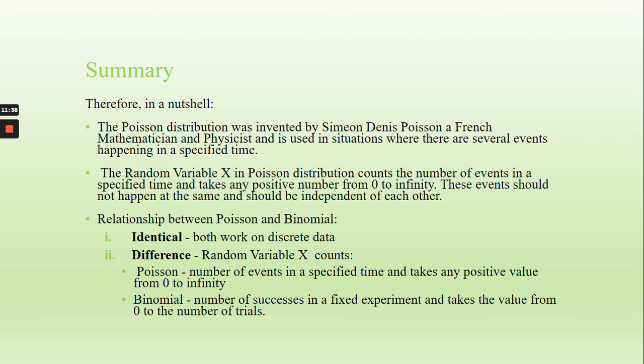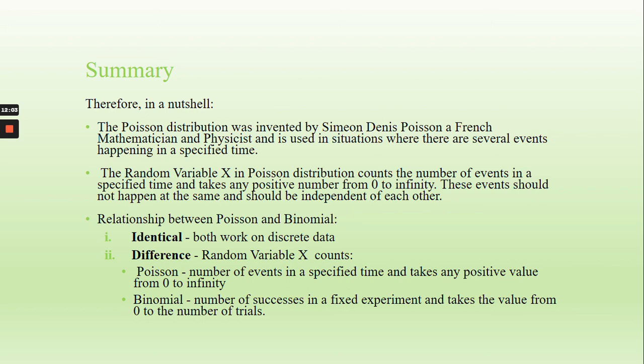So that one we see in point 2, where the random variable x counts the number of events in a specified time, and these events can take from 0. 0 means that there is no event happening, so it can take 0, 1, 2 to infinity. So in that specified time, several events can happen. Then these events should not happen at the same time and should be independent of each other.